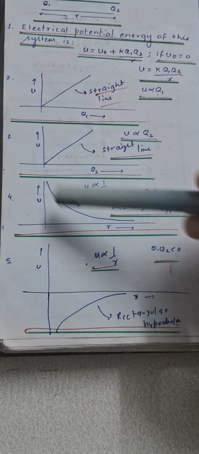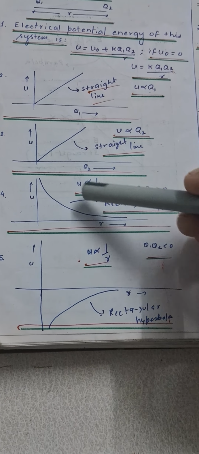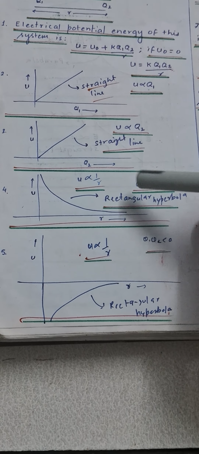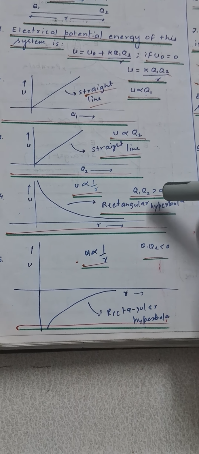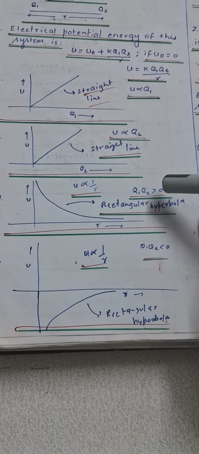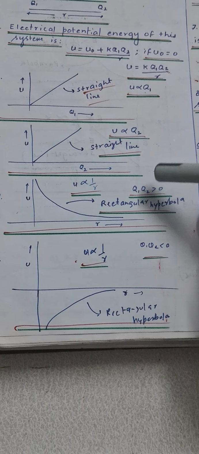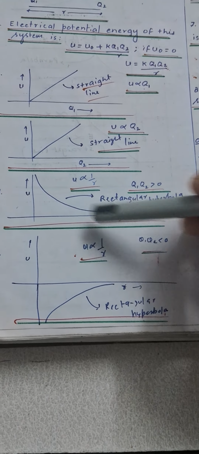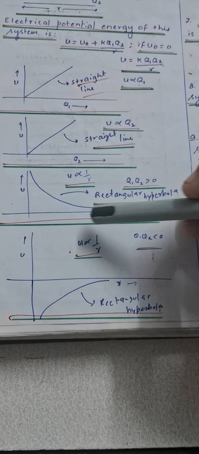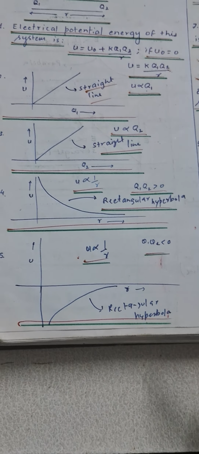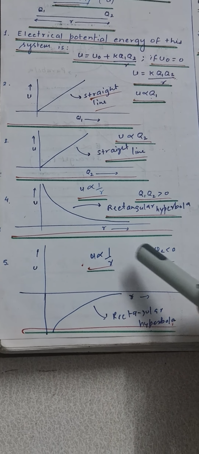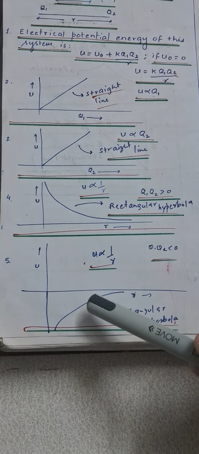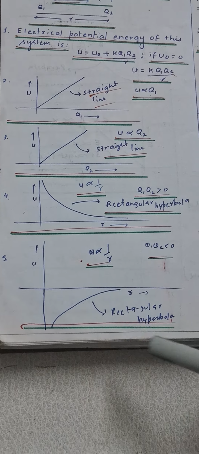This is the basic assumption to be followed when we draw a graph. Then we have the graph of potential energy versus R. We can see that U is proportional to 1 by R. So there are two possibilities. The first is if Q1 Q2 is positive, that means both charges have the same nature, either both positive or both negative. In that case U will be positive, so that will be drawn in the first quadrant and the shape will be a rectangular hyperbola. Next, if Q1 Q2 is negative, then we have the graph in the fourth quadrant and the shape will still be a rectangular hyperbola.